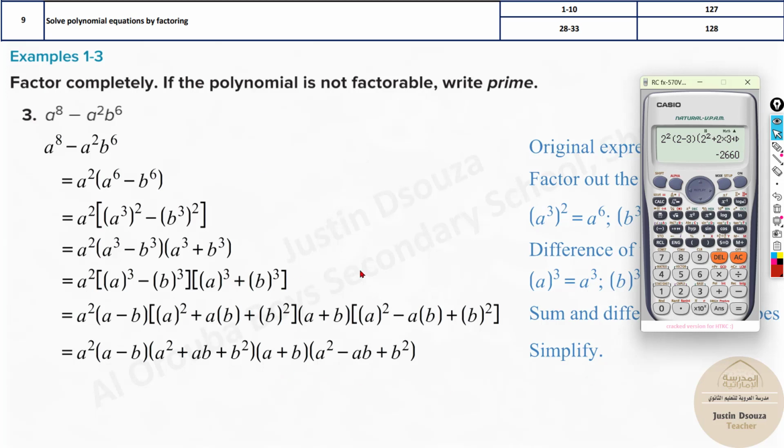This is one way to solve it. But here you need to do it for all the 4 options. Whichever gives you the same answer is the correct answer. That's how we do it.